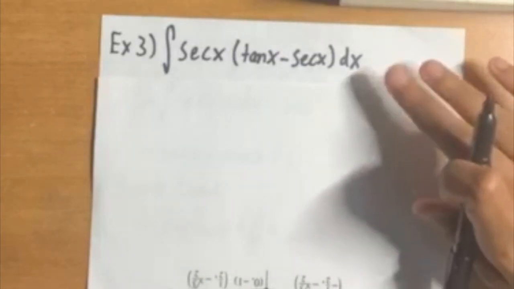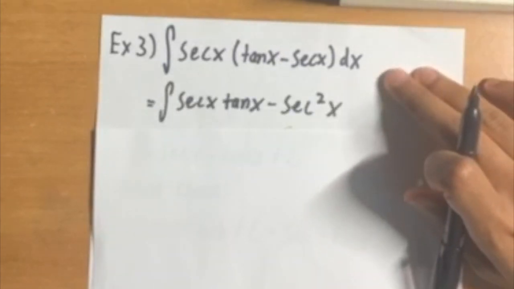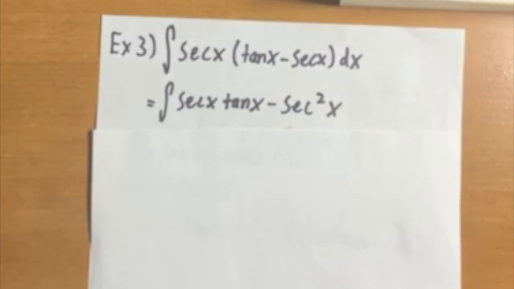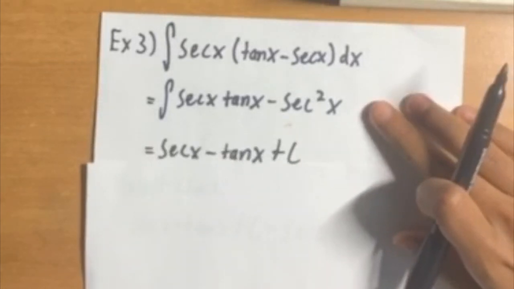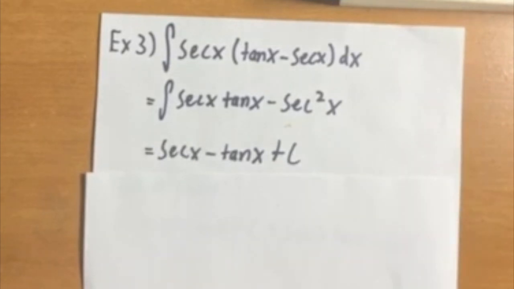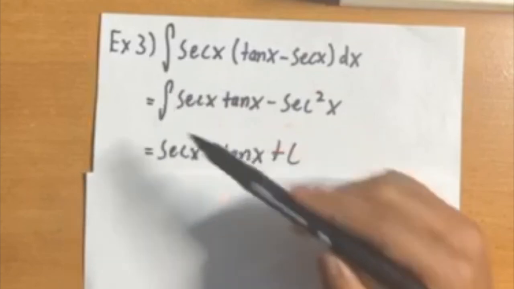When we do that, we get the integral of secant x tangent x minus secant squared x. If you remember, these are two of our trig formulas: the integral of secant x tangent x equals secant x, and the integral of secant squared x equals tangent x. So when we use these two formulas, we get secant x minus tangent x plus c, because this is an indefinite integral and there are no limits here.